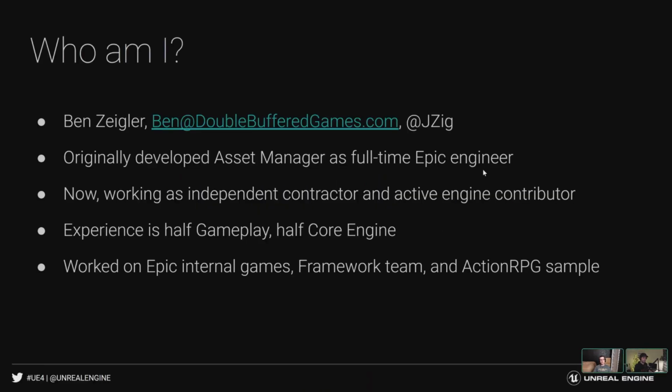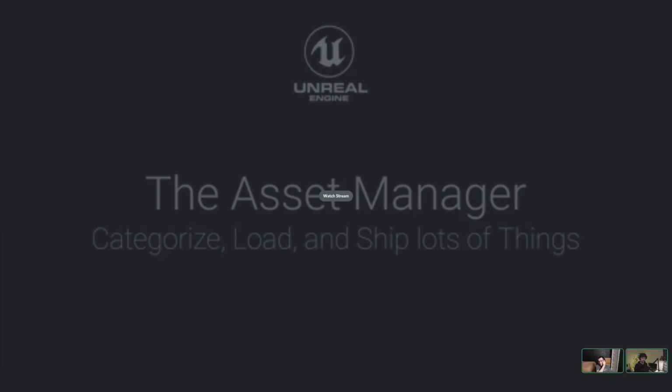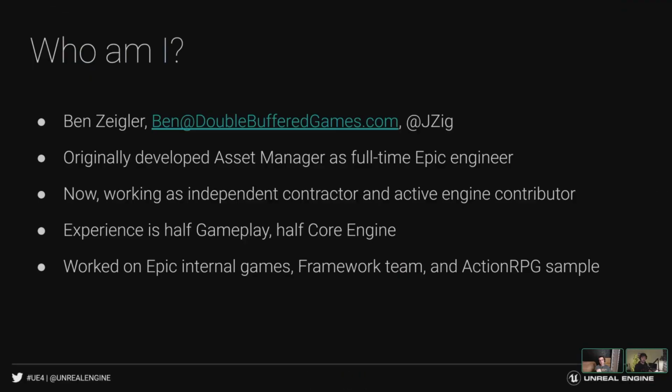Before we go too far into that, I just want to give a quick intro for myself. Hi, I'm Ben Ziegler. Here's my email address and my Twitter handle. I originally developed the Asset Manager when I was a full-time Epic engineer a few years ago. Now I'm working as an independent contractor, exclusively with Unreal Engine, and I also help out by contributing directly to the engine sometimes. My experience is half gameplay and half in the more core parts of the engine. The relevant parts for this discussion are that I worked on both Epic internal games, the engine gameplay framework, and the Blueprint team. I also worked on the action RPG sample, which I was on here a few years ago to talk about.